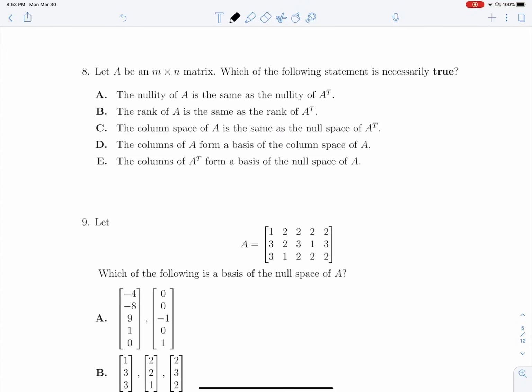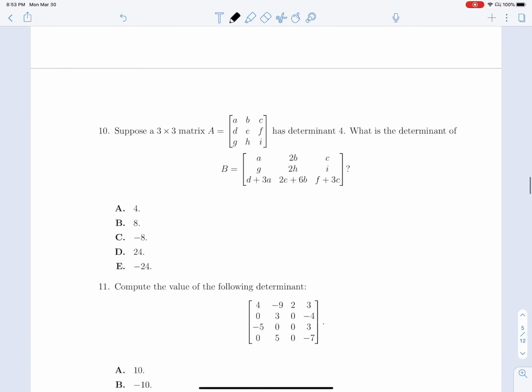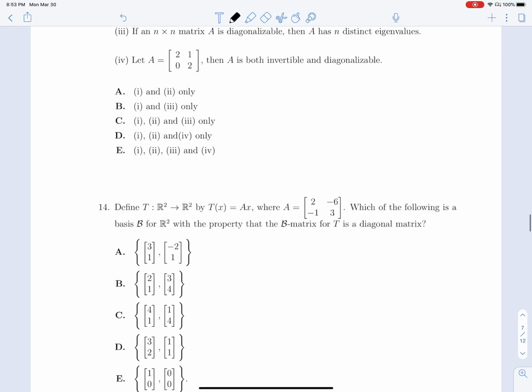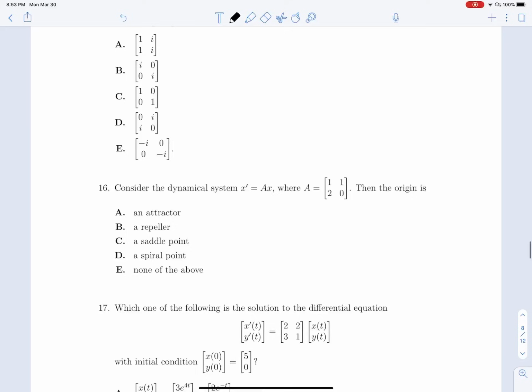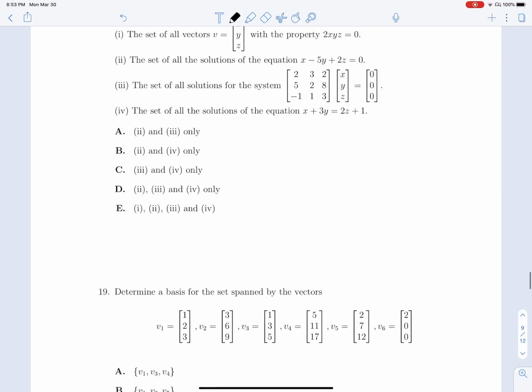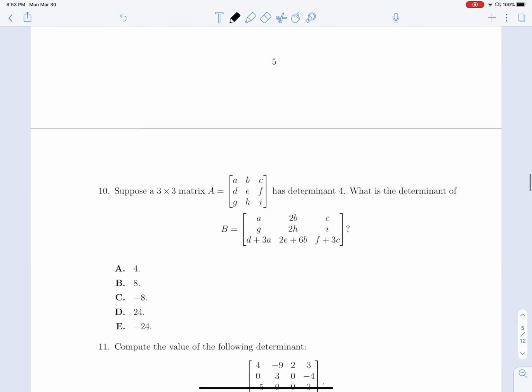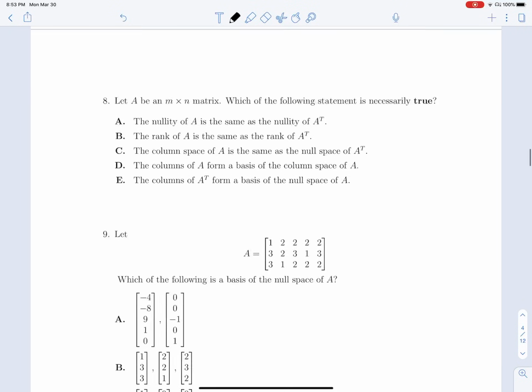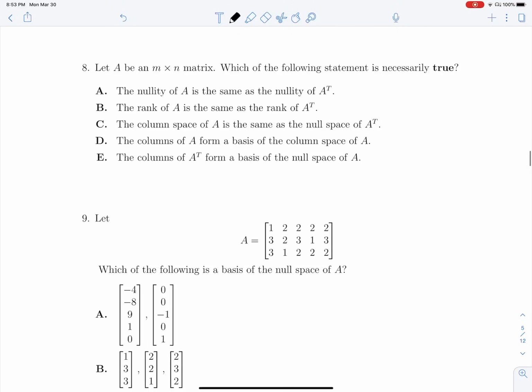Hi, this is a walkthrough of questions 8, 9, 10, 11, 12, 13, 14, 15, 16, 17, 18, and 19 of the spring 2019 final from a 265. This is in preparation for exam 2.